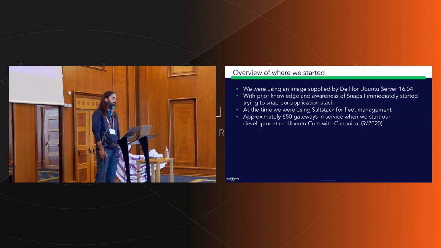We were also using something called SaltStack for our fleet management, which we weren't really sure how that was going to fit in with deploying Ubuntu Core, and so that was another part of the transition problem that we didn't really have an answer for at that time. Eventually we did, though, engage with Canonical in 2020, in September 2020 for Ubuntu Core, and at that time we had 650 gateways in the field running 1604, server 1604, sorry.